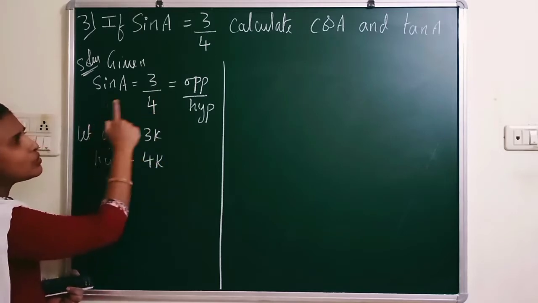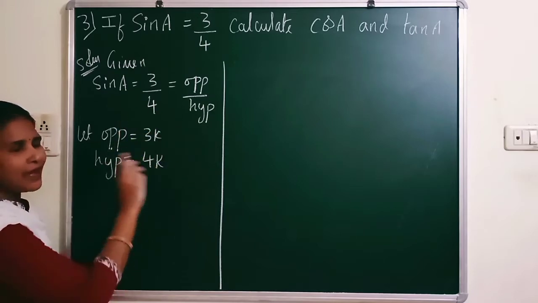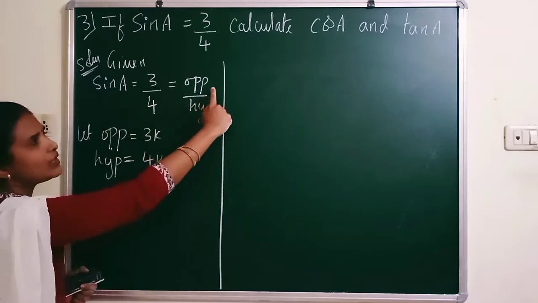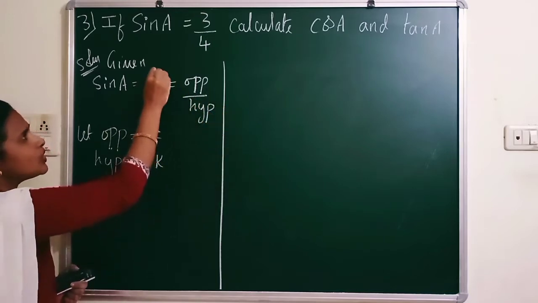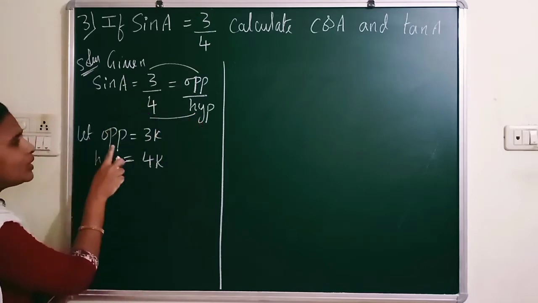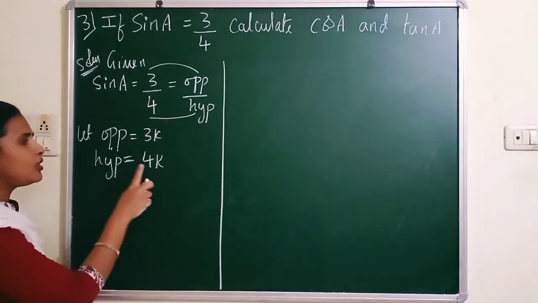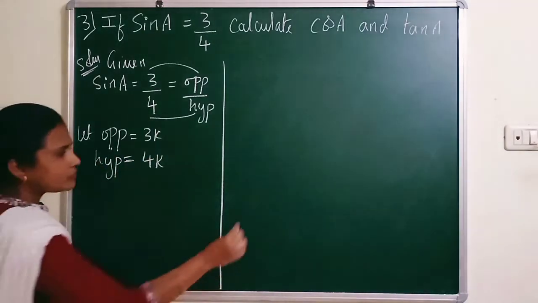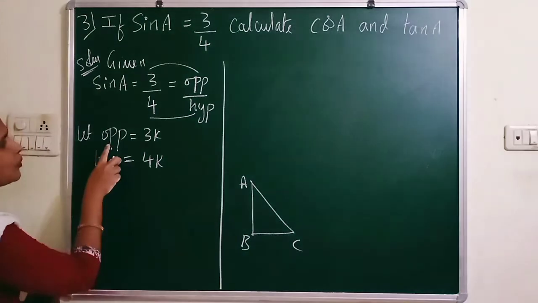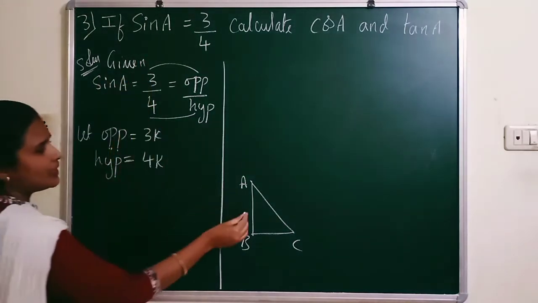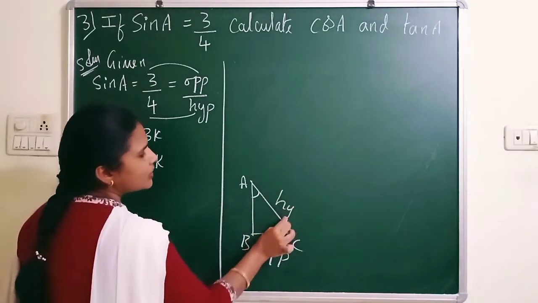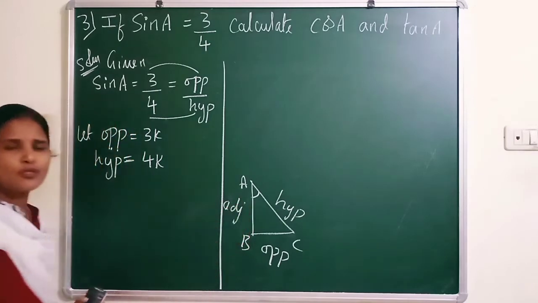So what is the sine ratio? Opposite by hypotenuse. He has not given the diagram, so try to understand. Sin A equal to 3 by 4. You know sine is always opposite by hypotenuse. So what is opposite? Opposite is 3 and hypotenuse is 4. Because it is a ratio, let opposite be 3k and hypotenuse be 4k. So what is missing here? Whenever you draw a triangle, we get opposite and hypotenuse. Here he has taken A. If you want the diagram, if this is A, this becomes the opposite, hypotenuse and adjacent. Without the diagram also you can do it.